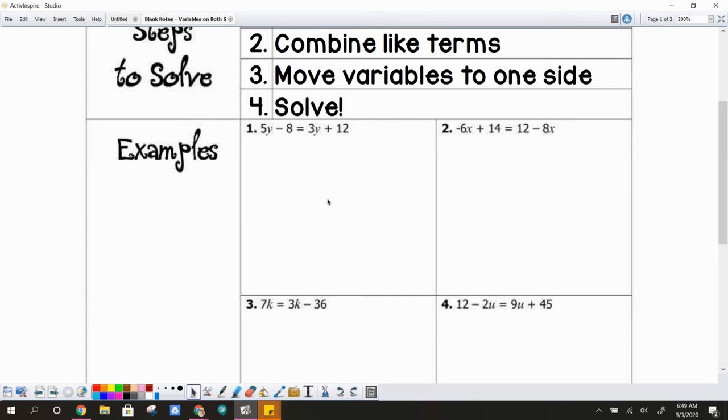Step two is to combine like terms. I can see on my left side, I don't have anything I can combine. And on my right side, I also don't have anything to combine. So what I'm going to do now is go ahead and move all my variables to one side. Normally, it doesn't matter which way you decide to move them. I typically like to move the smaller variable over, so I'm trying to keep my variables positive.